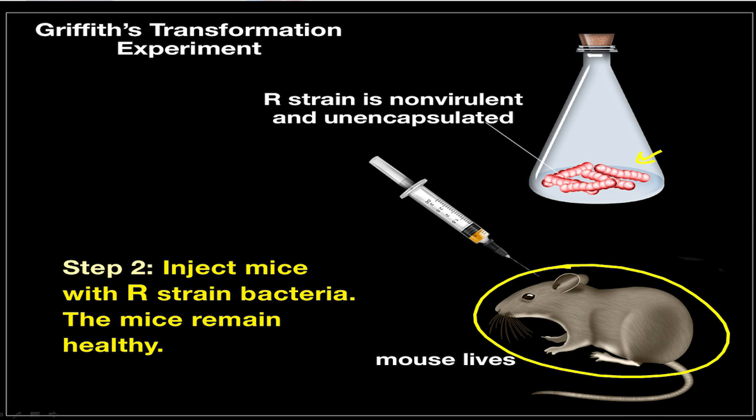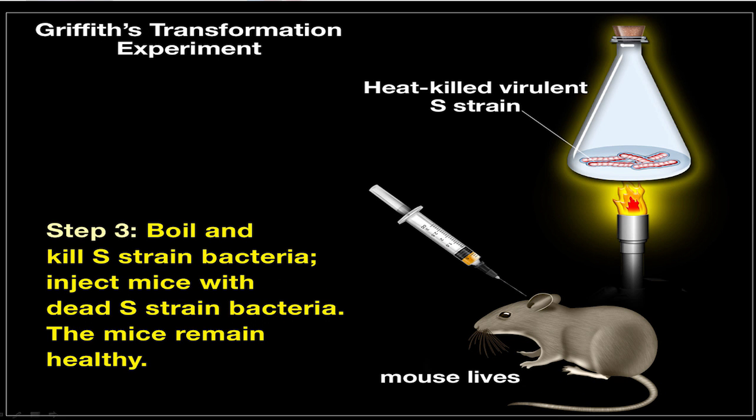Now it gets a little bit more interesting, because what he did was he took the S strain and boiled them, which kills them if you boil bacteria long enough, most of them anyway. And it may sound like an odd experiment, but when he was convinced that the S strain cells were dead, he took them and injected the dead cells into the mouse, and nothing happened. So these are supposed to look dead up here. They're sort of flattened out and messed up.